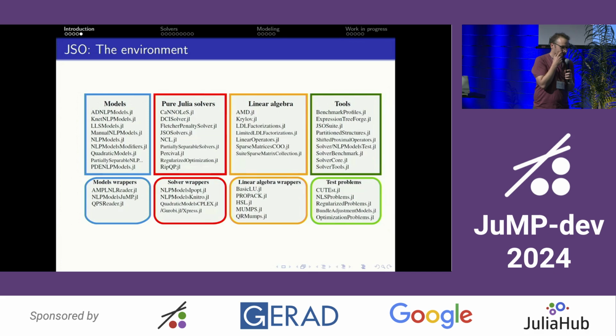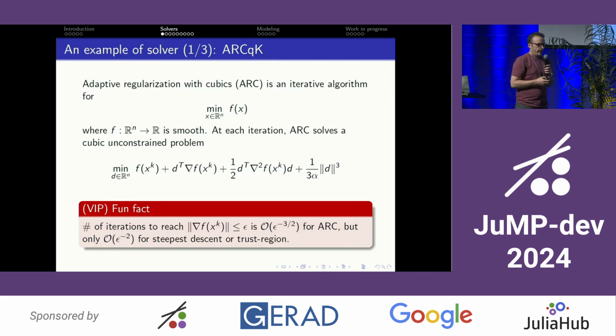And to give you a very short idea of what these 60 packages are, it can be split in 4 parts. We have modeling packages, solvers, linear algebra solvers, and various tools like test problems or internal tools for unit testing, CIs, and stuff. Okay. And I also wanted to give you a very brief example of the type of research we are interested in with JSO.